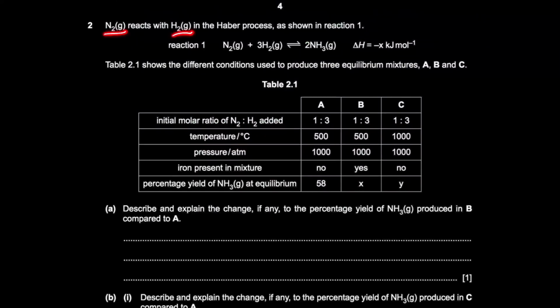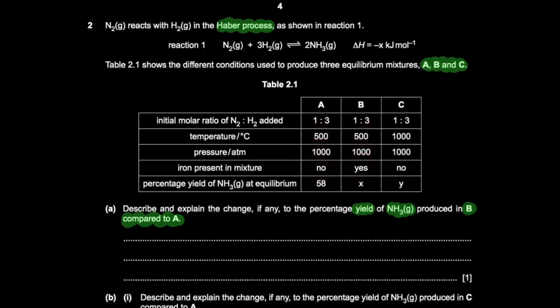Nitrogen reacts with hydrogen in the Haber process, as shown. Table 2.1 shows different conditions used to produce 3 equilibrium mixtures A, B, and C. Describe and explain the change, if any, to the percentage yield of ammonia gas produced in B compared to A. So we're comparing the yield. What's the difference between A and B? Same molar ratio initially, same temperature, same pressure. The only difference is the catalyst.